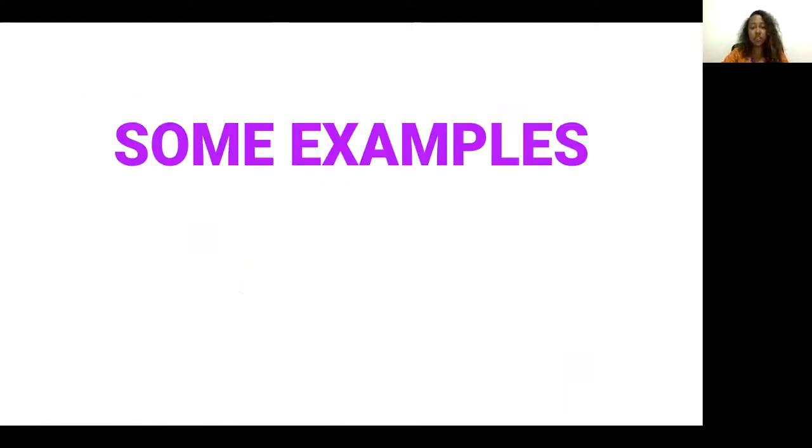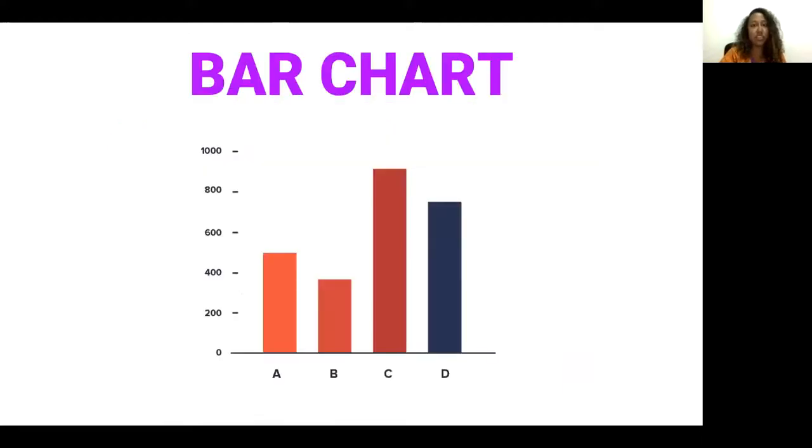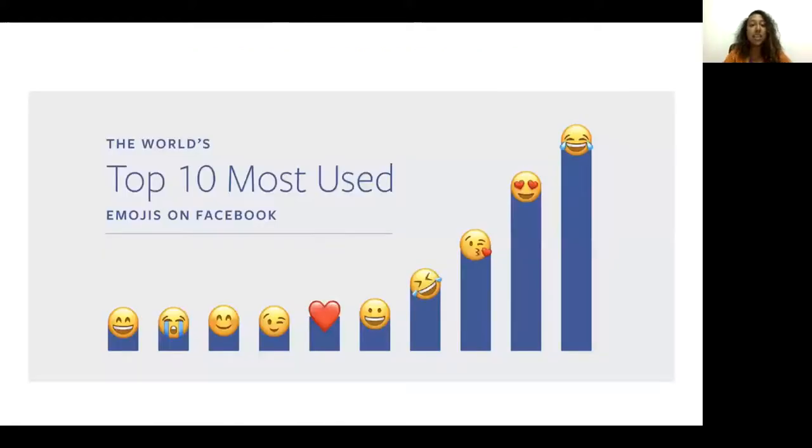And now I'll go into some examples of these charts that I've shown you. So as I mentioned, the bar chart, categorical with quantitative variables. And here is the first example. It's the world's top 10 most used emojis on Facebook. And so you can see that the most used emoji is, I think it's called smiling with happiness or crying with happiness. And I definitely agree because I use it all the time.